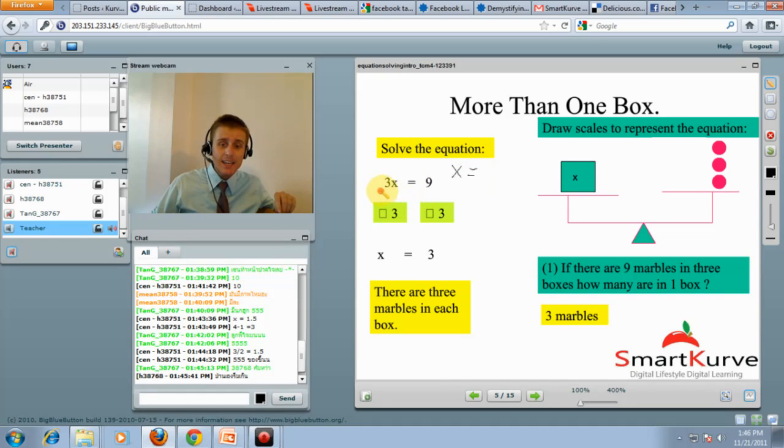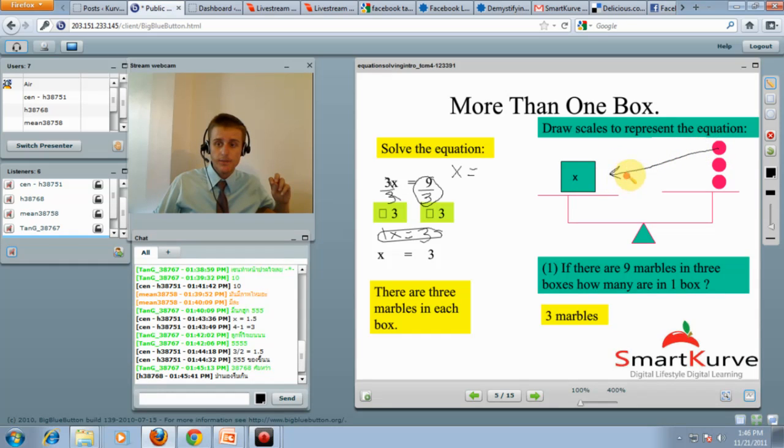You divide by whatever the integer in front of the x is. So when we divide 3x by 3, it crosses out to 1. So 1x, and whatever we do to this side, we have to do the same thing to this side. So 9 divided by 3 is 3. The answer is x equals 3. There are 3 marbles in each box. So this x is a box of marbles. We know that there are 3 marbles inside it.